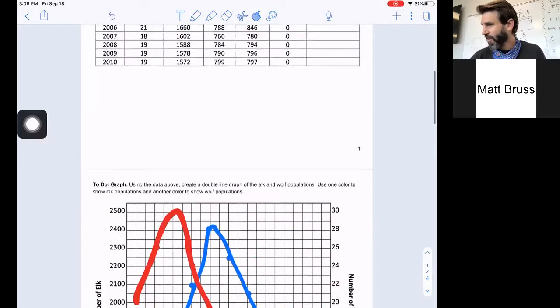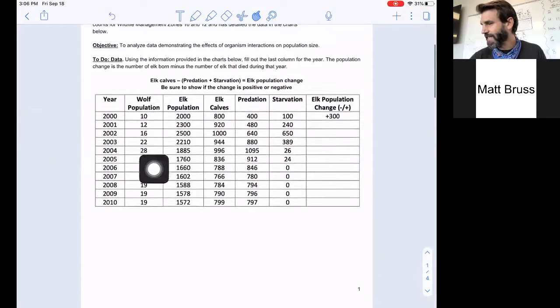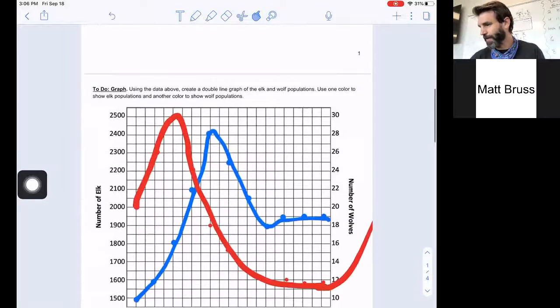And in fact, if we go up here, that's exactly what plays out in this graph. So starvation in 2002 and 2003 started going up for elk, as if the food supply was gone, and predation went from 640 to 880. Predation started going up as well. So both of those are probably reasons why the elk population decreased.